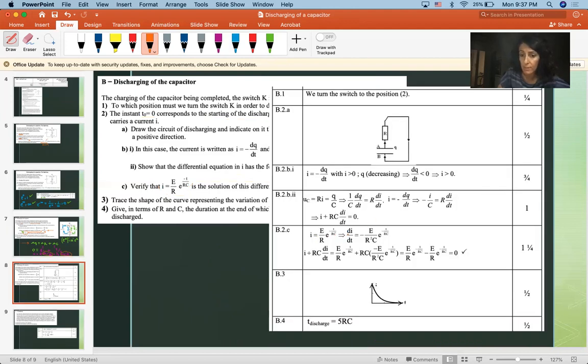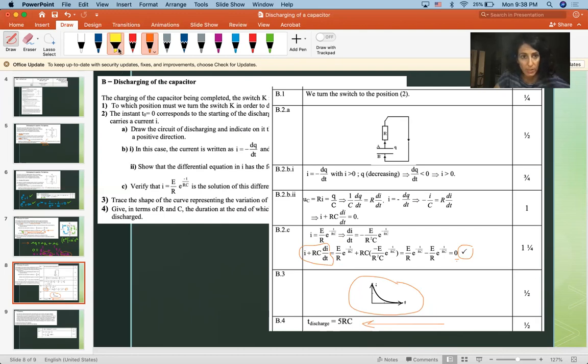Now they did the I and the di over dt, and they replaced in the differential equation, and they proved that eventually you're going to get 0. Okay, and this means it's verified. This is an exponential decrease, and they simply said that the time for the discharge is 5 RC without explanation. The question is just give, not verify, neither determine, nor prove or anything of the sort.